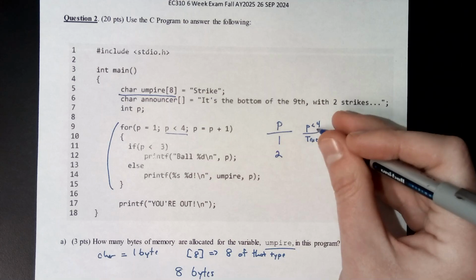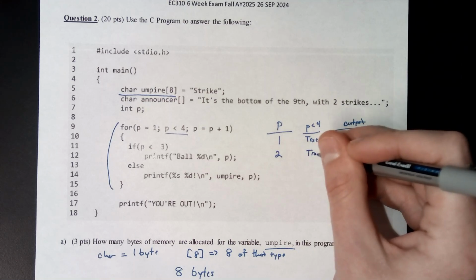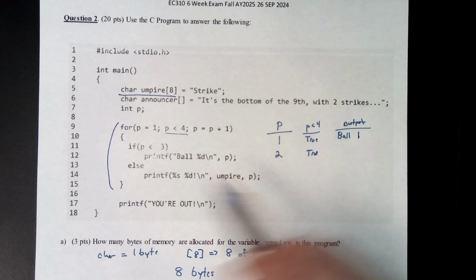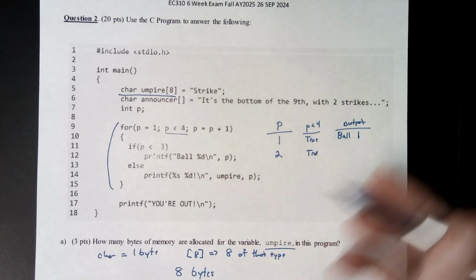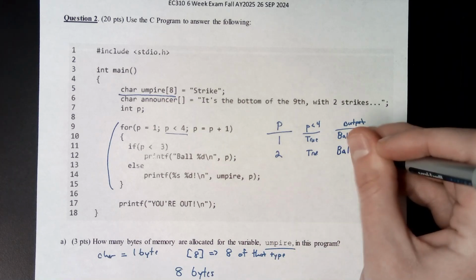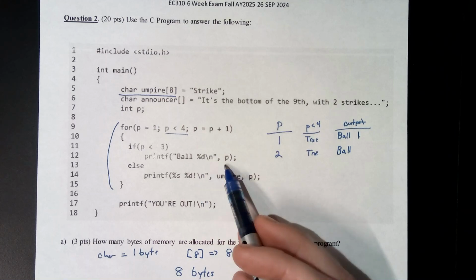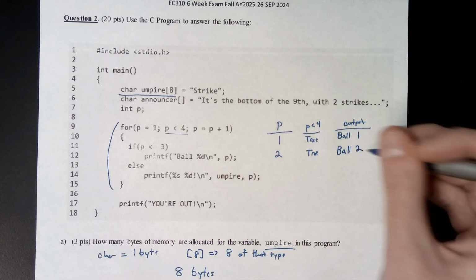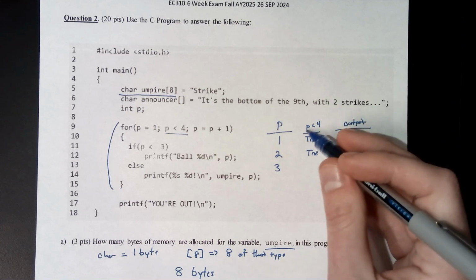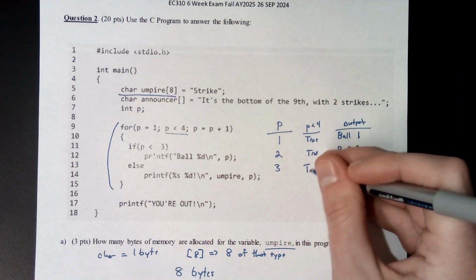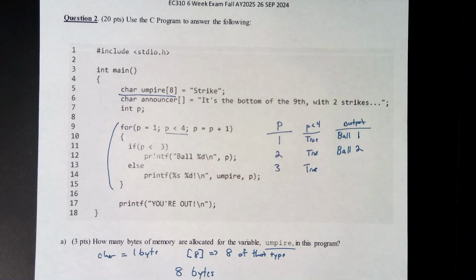We check, is 2 less than 4? That's still true. So we're going to check the if statement again and say if P is less than 3, 2 is less than 3. So we're going to say ball, and we're substituting %d with P, so ball 2. We're going to update P again, now that we're at the end of the loop. That becomes 3. 3 is still less than 4, so this is still true. We're going to still execute our loop body.